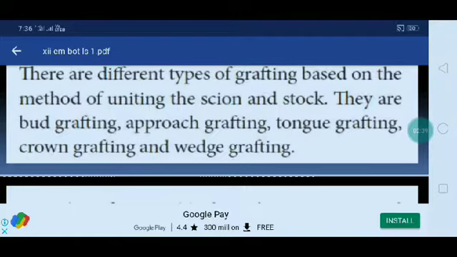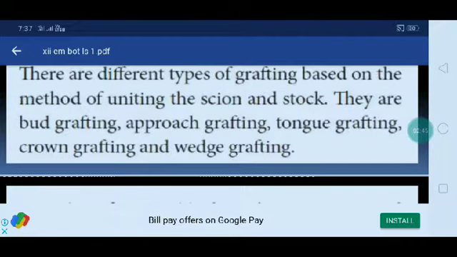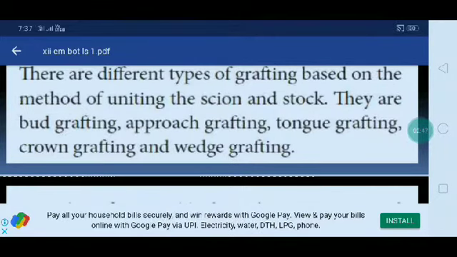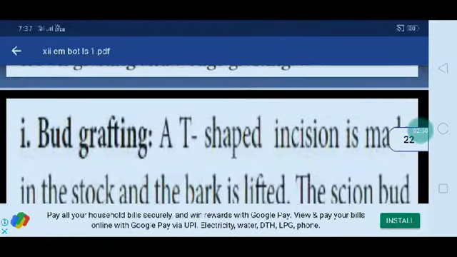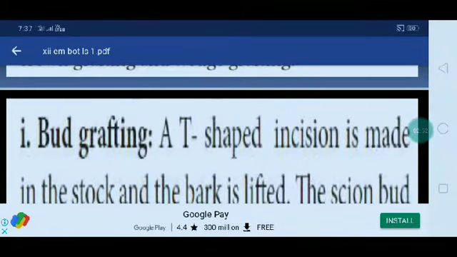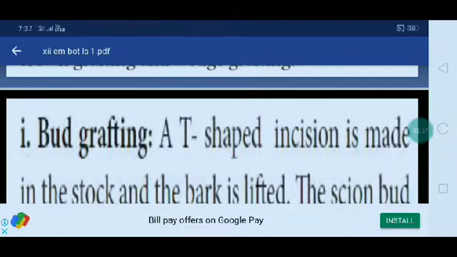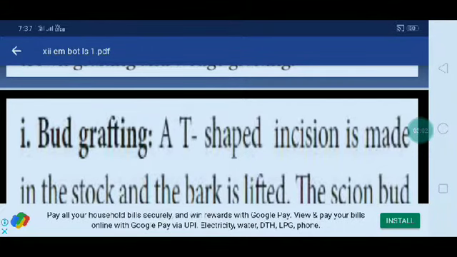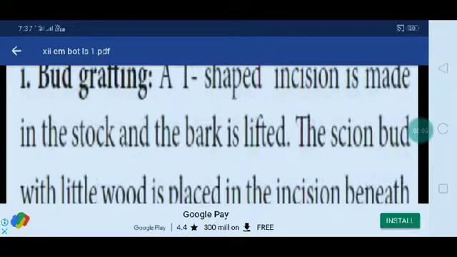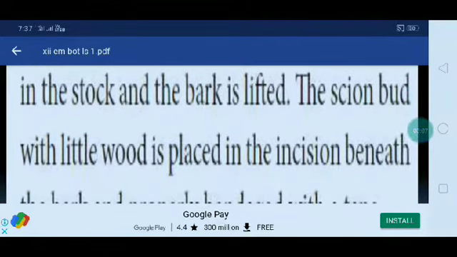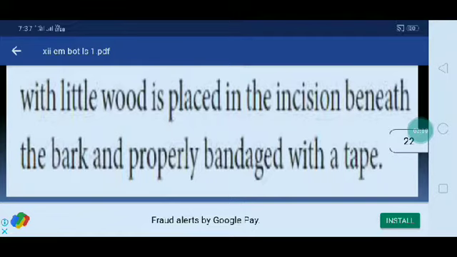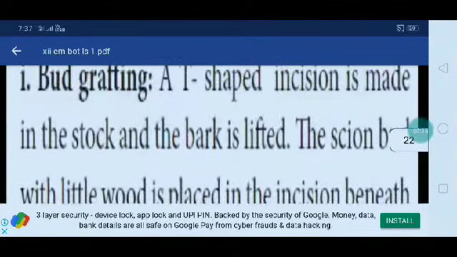Bud grafting, approach grafting, tongue grafting, crown grafting and wedge grafting are also used in this. These 5 techniques are mostly used for grafting. One by one you have to see. First one is bud grafting. In bud grafting, a T-shaped incision is made in the stock and the bark is lifted. The scion bud with little wood is placed in the incision beneath the bark and properly bandaged with a tape. That is called bud grafting.